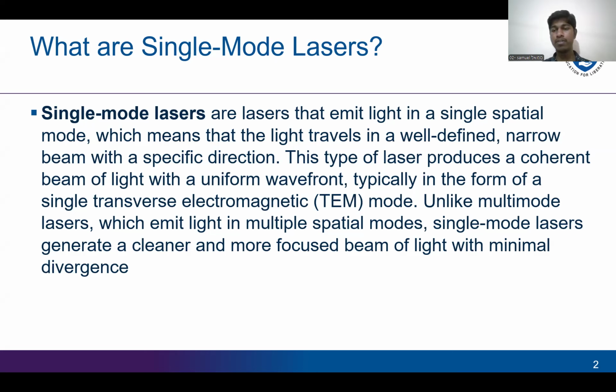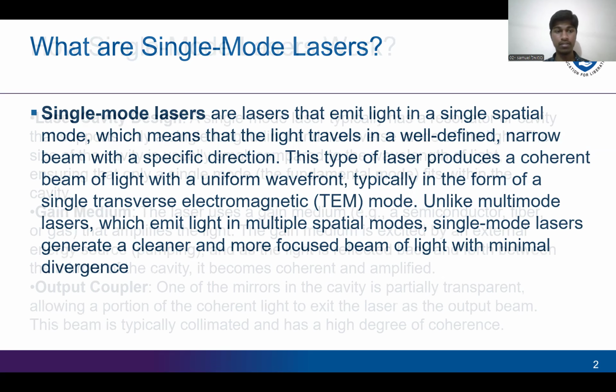This type of laser produces a coherent beam of light with a uniform wavefront, typically in the form of a single transverse electromagnetic TEM mode. Unlike multimode lasers, which emit light in multiple spatial modes, single mode lasers generate a cleaner and more focused beam of light with minimal divergence.